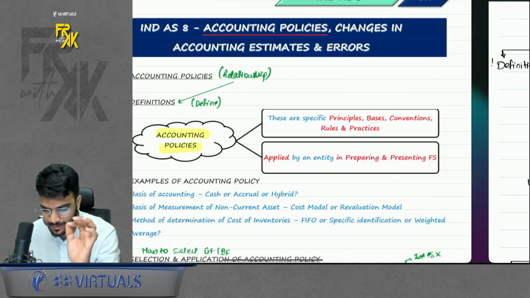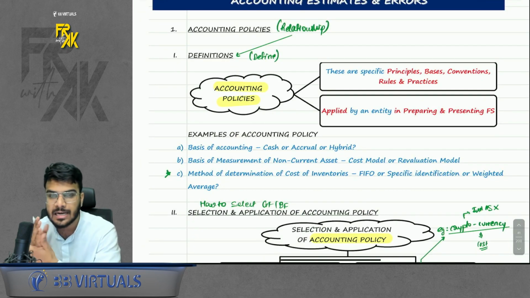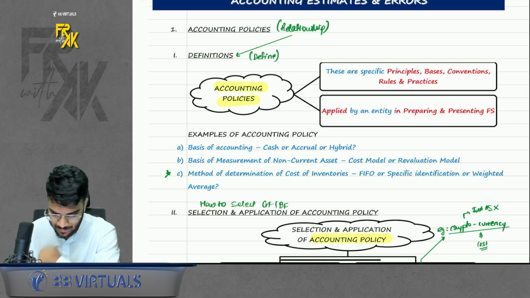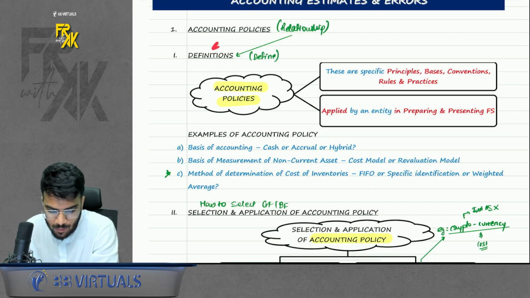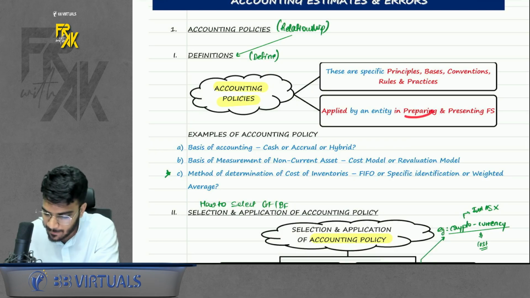Now let's start discussing accounting policies. Now what is the meaning of accounting policy? In case you remember, I linked the accounting policy with a relationship. You might be able to recall that example as well. Chalo. So first we define what accounting policies are. Whatever principles, bases, conventions, rules and practices you use in preparing and presenting financial statements are known as accounting policies.